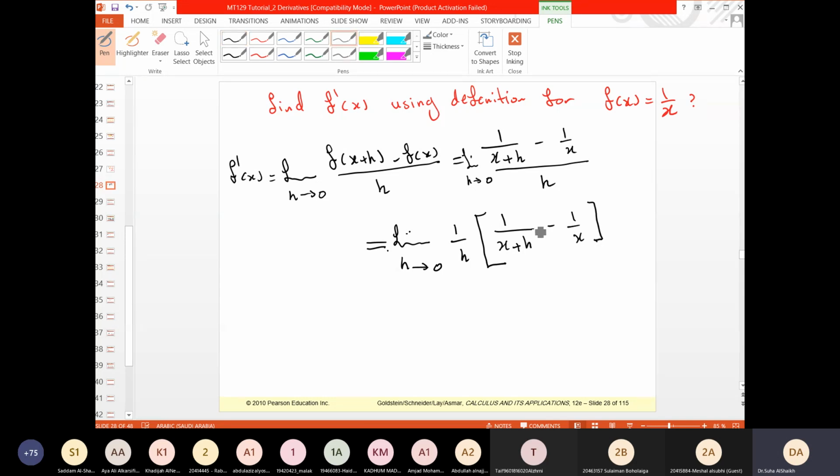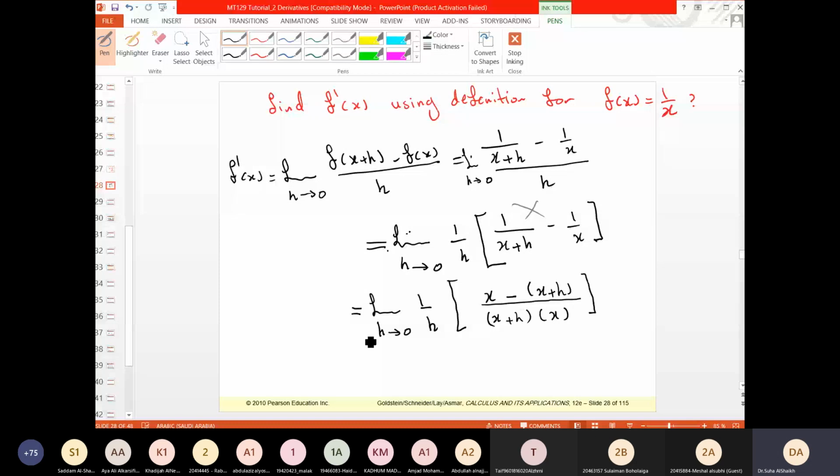Now we will unify the denominators. So this equals the limit when h goes to 0. The 1 over h outside, we have not dealt with yet. We unify the denominators for this part here. Now the common bottom is the multiplication of the two, the multiplication of x plus h and x. We do cross multiplication. This will be x minus 1 times x plus h, and I don't forget to put it in a bracket.